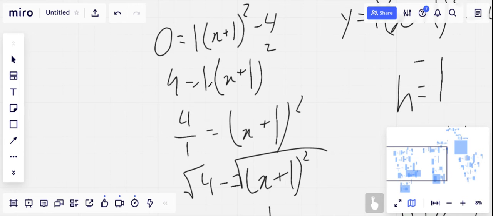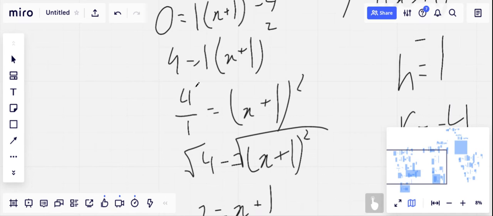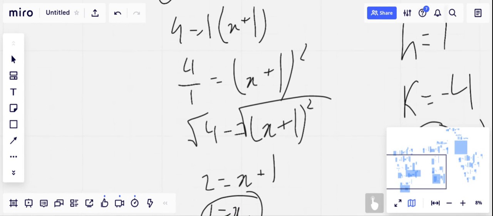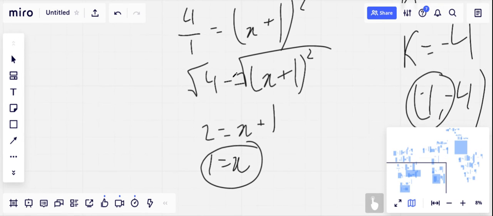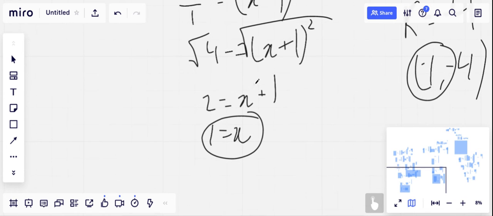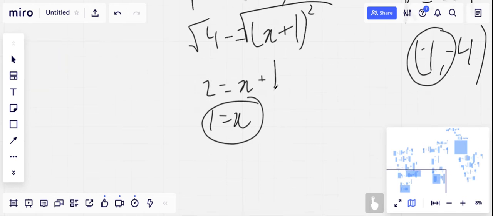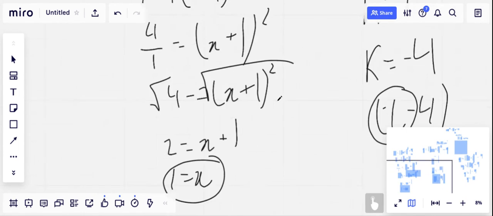we would get 4 is equal to 1 times x plus 1 whole squared. We can divide by 1, which really isn't necessary, but it's for clarification. So 4 over 1 is 4. 4 is equal to x plus 1 whole squared. If we take the square root, which is the opposite operation of square, then we would get the square root of 4 is equal to the square root of x plus 1 whole squared, which would be 2 is equal to x plus 1, and then we would get 1 is equal to x.